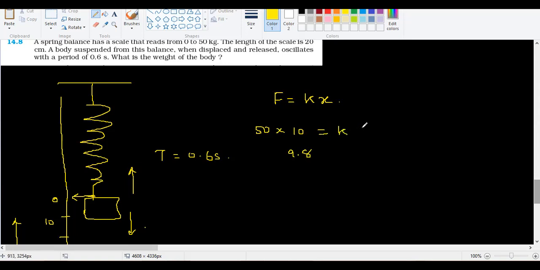K into x, where x is 20 centimeters, so 20 divided by 100. From this, I can calculate the K. So 0, 0 cancels. 10 comes on this side, so it will become 5,000. So K is equal to 5,000 approximately, Newton per meter.